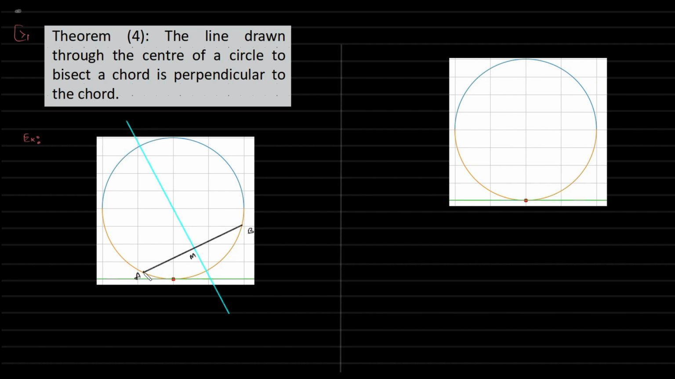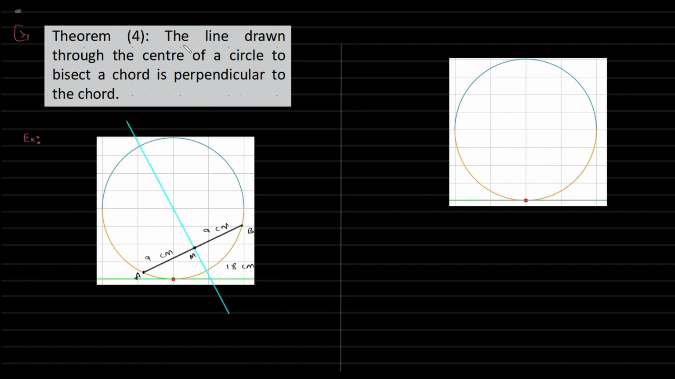This is of length, say, how much do you guys want it to be? Okay, 18 centimeter. I'm hearing few people telling 18, so I'm going to take that. So we have this to be of 9 centimeter and this to be of 9 centimeter. So this particular line is bisecting this chord, right? It's dividing it into two equal parts. This is given.